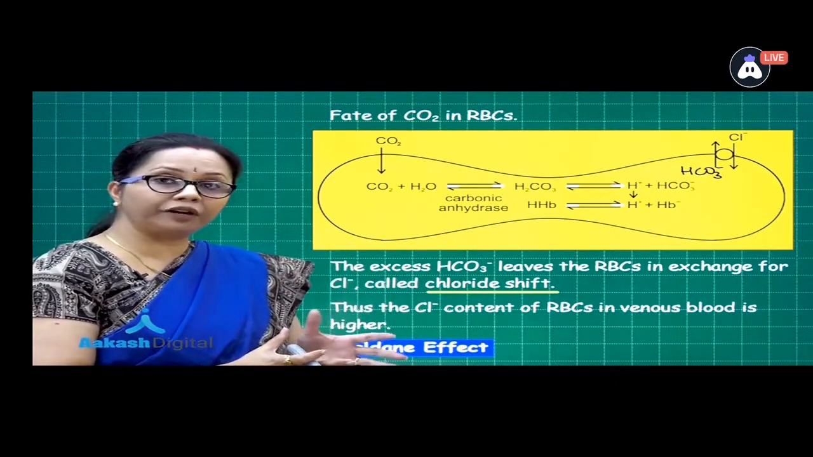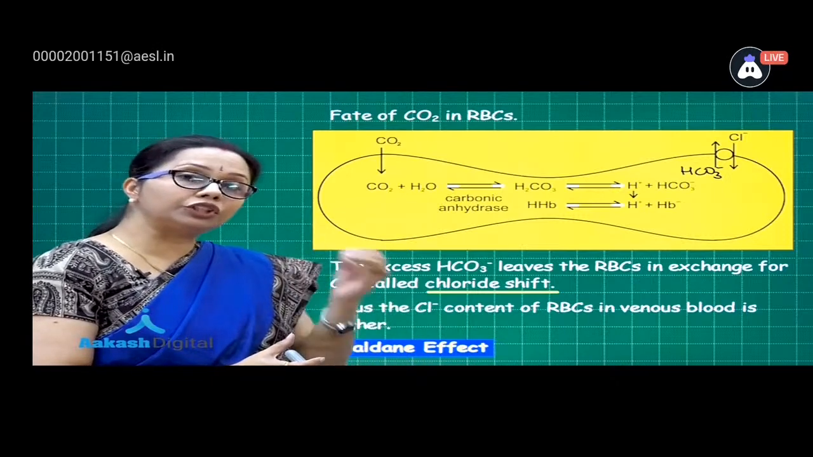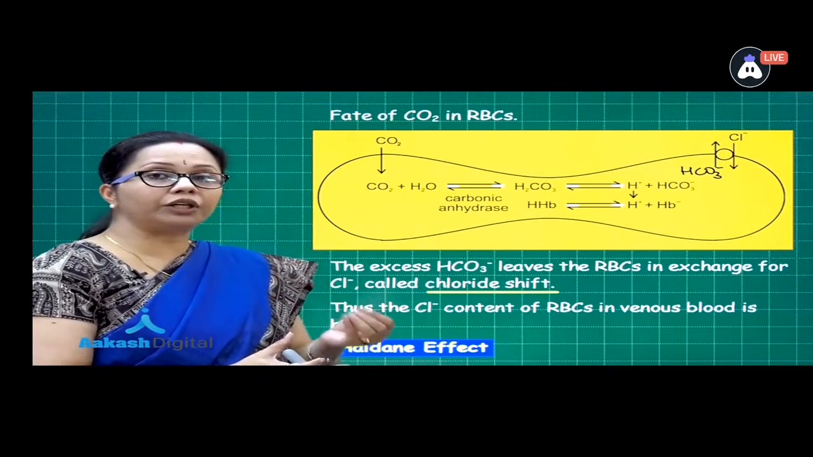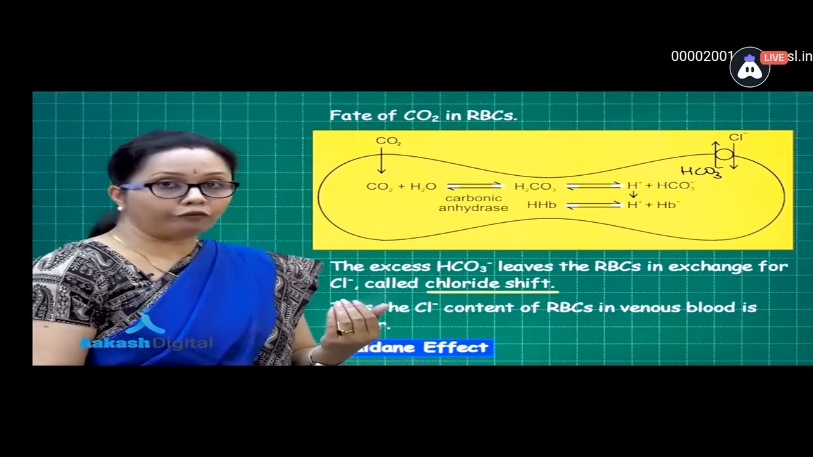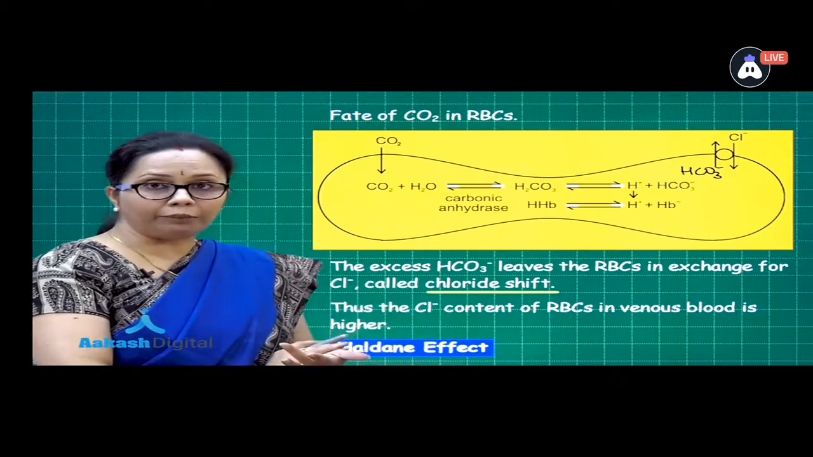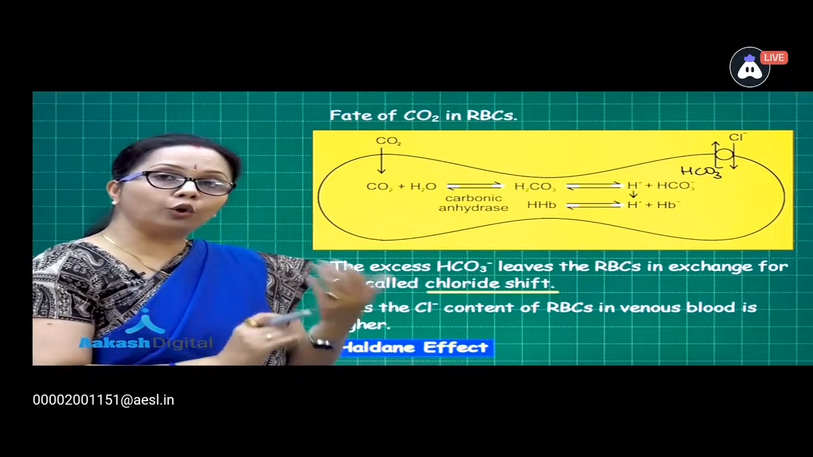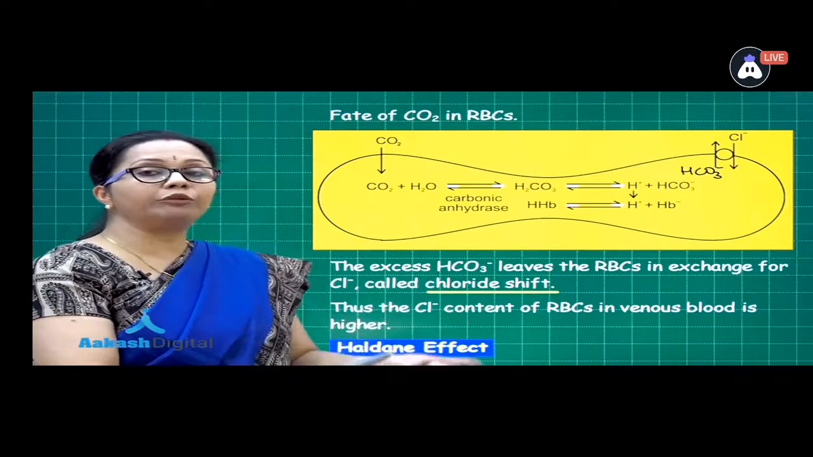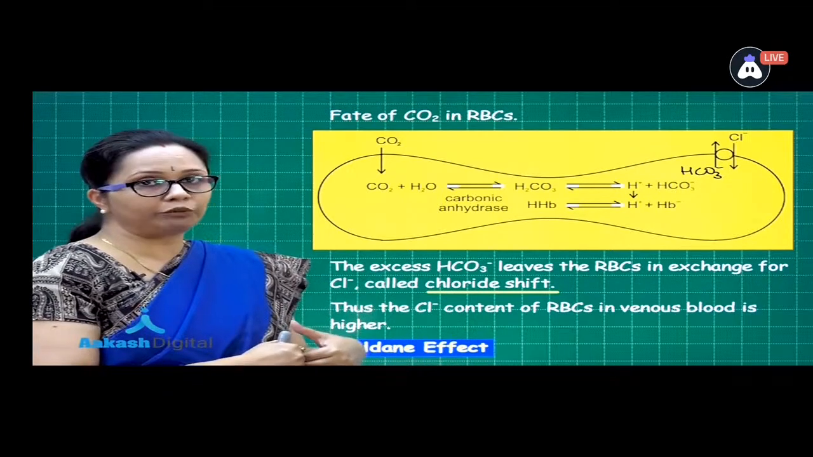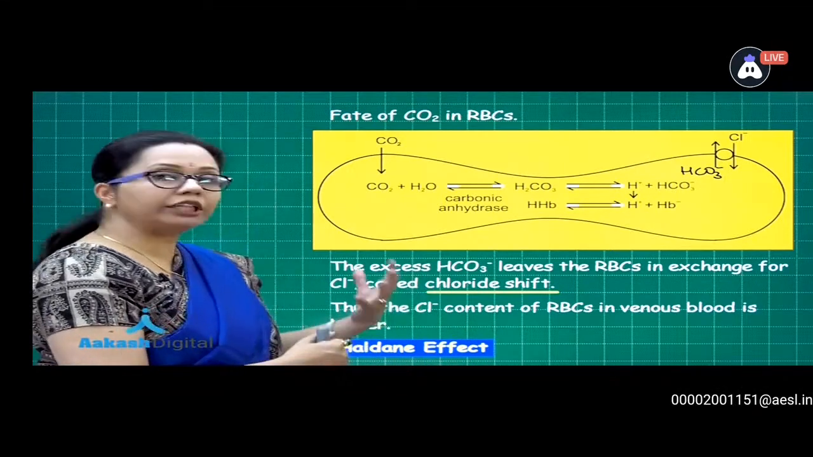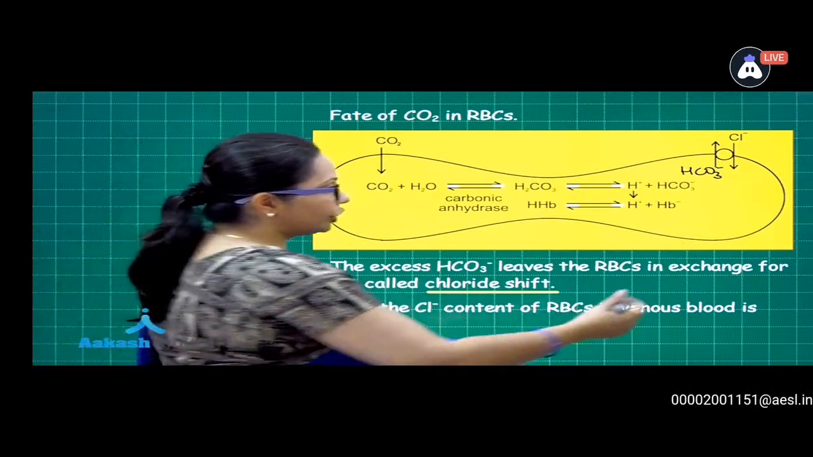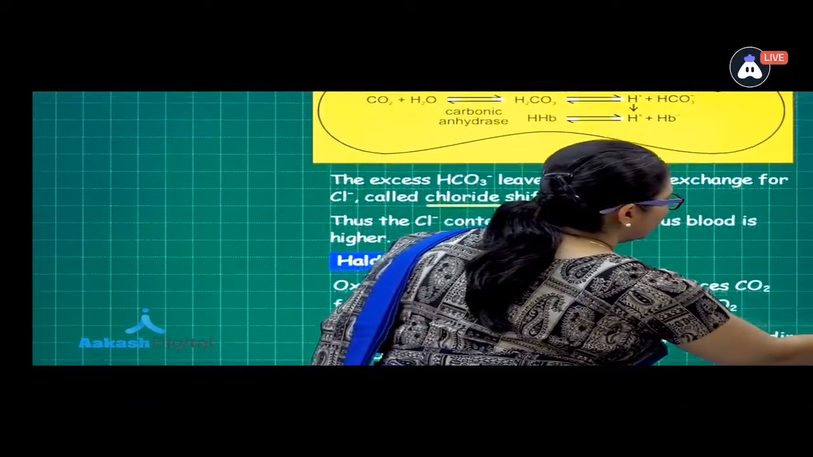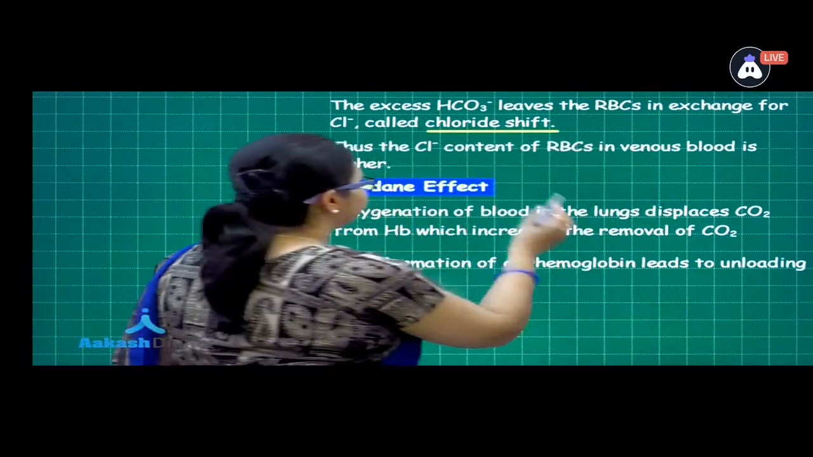Now according to Bohr's effect, what was there? That in the systemic capillaries, since there is more CO2, there is unloading of O2. But in the pulmonary capillaries, there is unloading of CO2 as hemoglobin binds with oxygen. So as soon as oxyhemoglobin is formed, there is release of CO2. So this is what is called Haldane's effect.